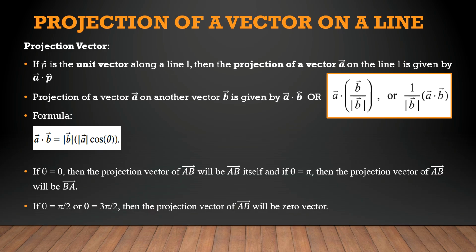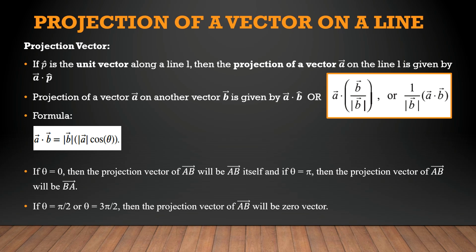Now the formula for projection vector. The projection vector for a given vector A is given by vector A into P cap, where P cap is the unit vector along the line L. If you want to find the projection of vector A on another vector B, then it is given by vector A into B cap, where B cap is the unit vector, and you know by formula unit vector is the vector upon its magnitude. So A into B cap can also be written as A into B upon magnitude of B, or first you can find A dot B divided by the magnitude. So this is the formula for the projection of a vector A on another vector B.